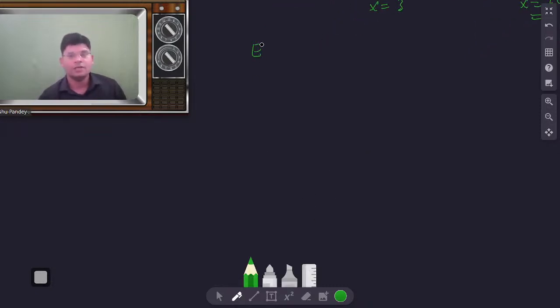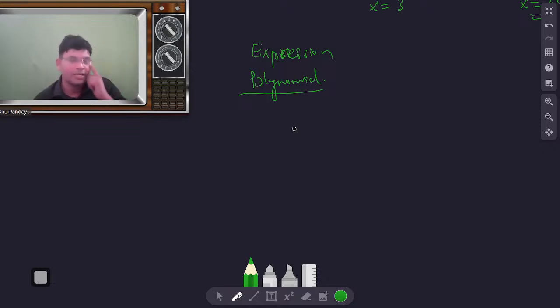So first we learned about expression. Then we learned about polynomials. What are polynomials? The expressions having only positive or whole numbers as their degree. Or all the exponential powers of all the variables should be a positive number. It cannot be negative, it cannot be a square root or a half fraction.